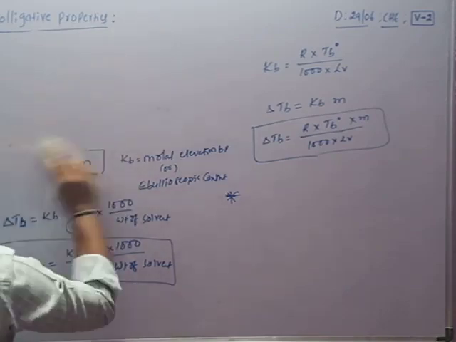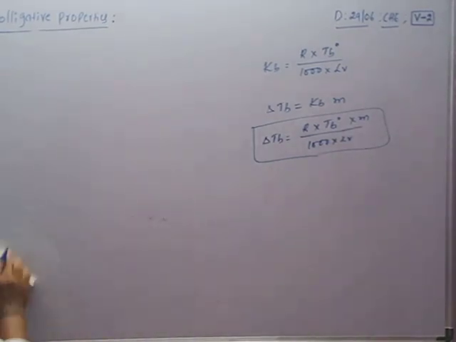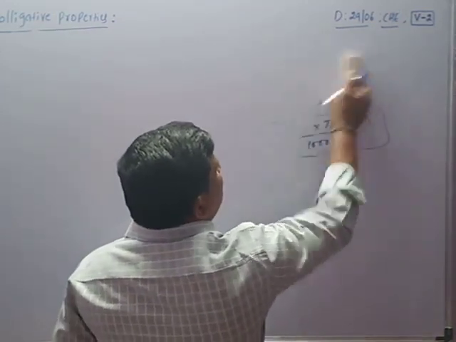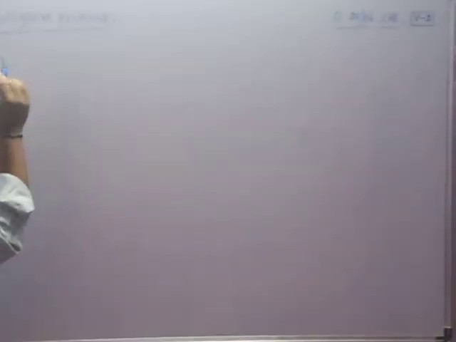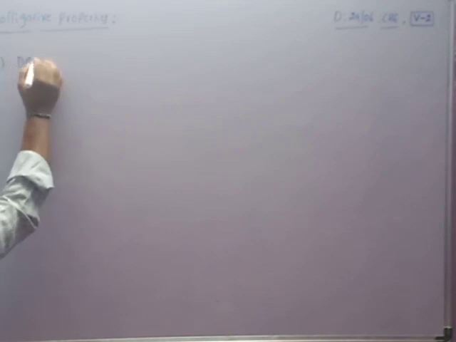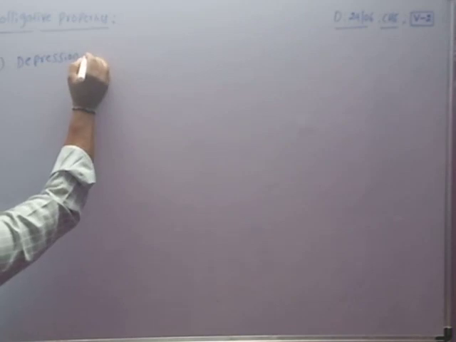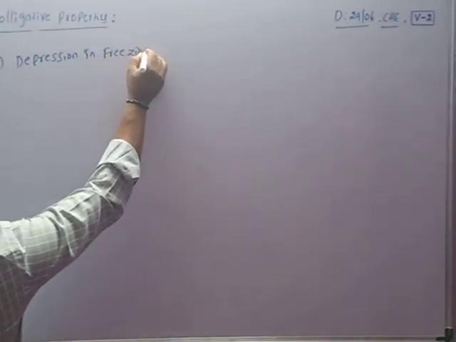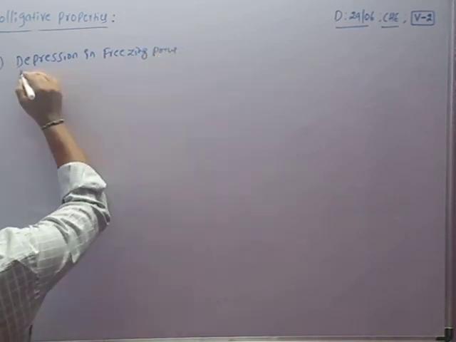Depression means the freezing point of the solvent is greater than the freezing point of the solution. So the third colligative property is depression in freezing point.